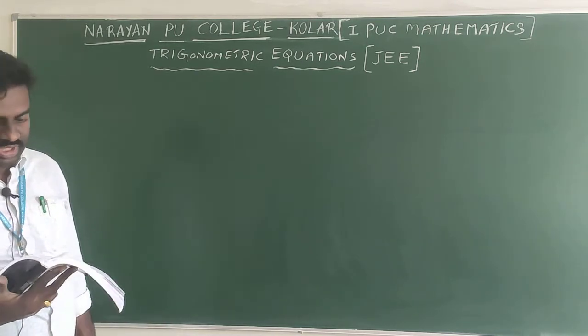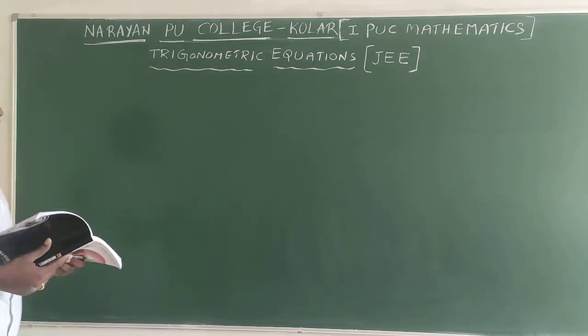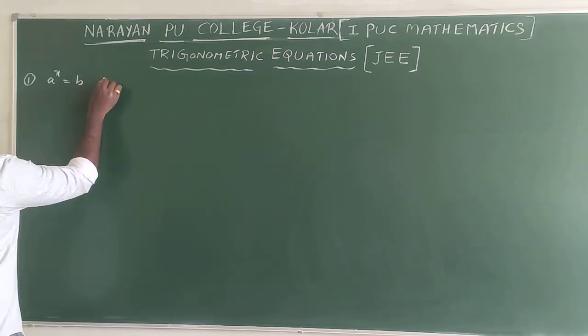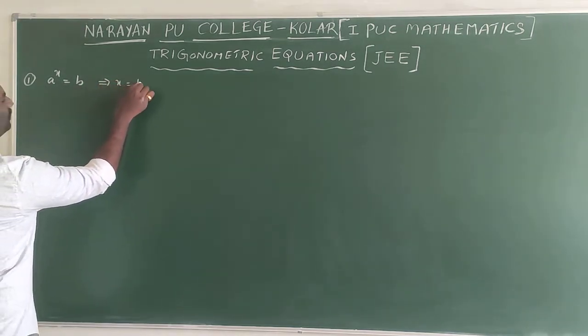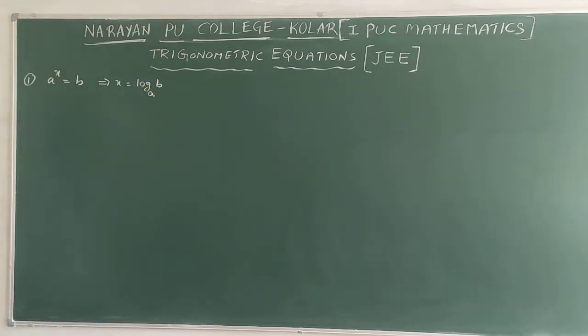So before starting question number 59, there are 1, 2, 3 formulas we are using in logarithms, the concepts we are using here. So in logarithms, first, if the expression is given a power x is equal to b, then we can write x is equal to log b base a. So in this case, a logarithm expression will come.